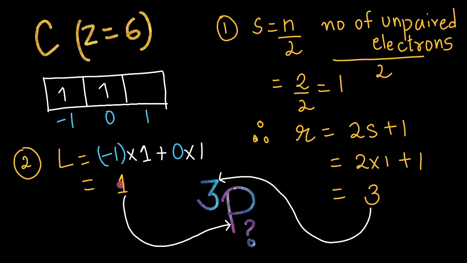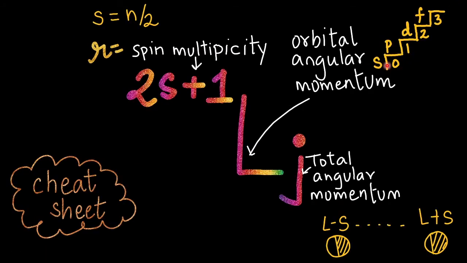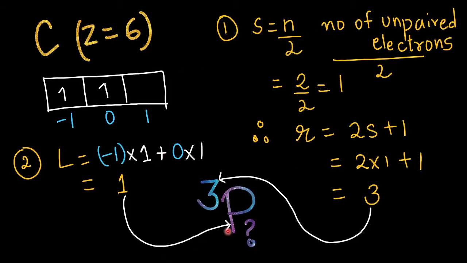Now when we have 1, what does it mean? Just go back to the previous slide and see. Okay, the value of L that we found was 1. Okay, so for 1, what do we use? For 1 we use P. Okay, so what is the value of L here? It's P. Okay, so this is done.